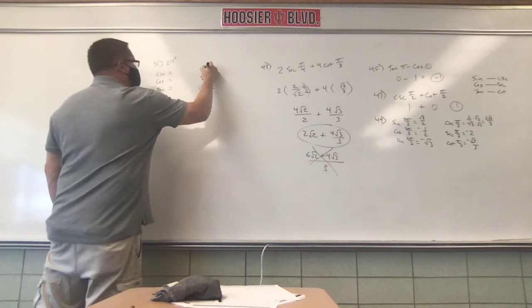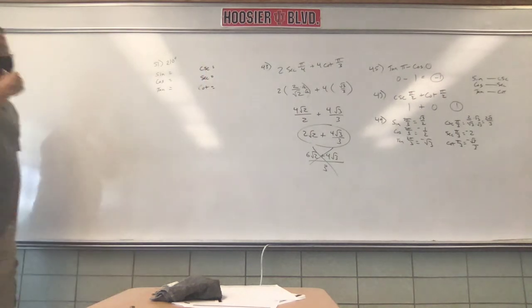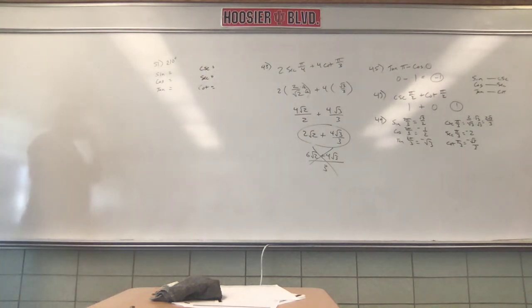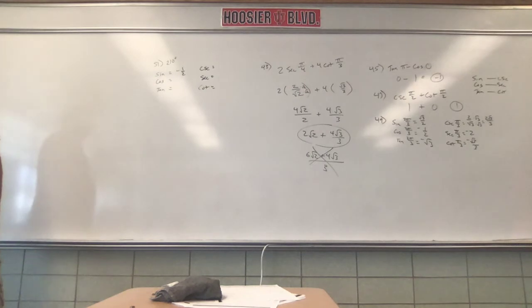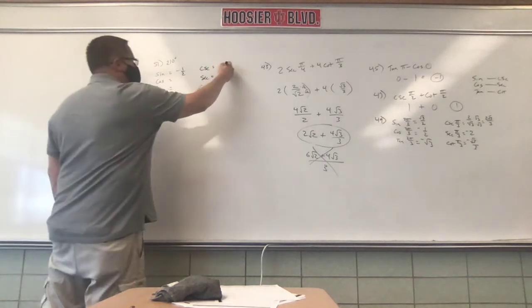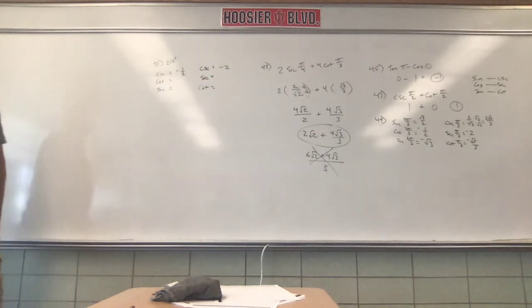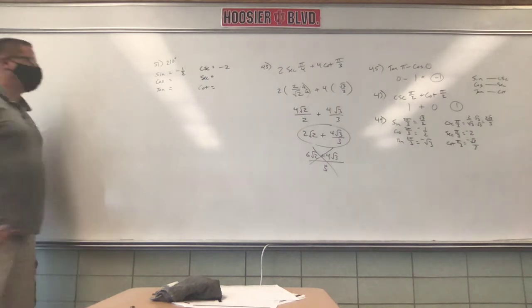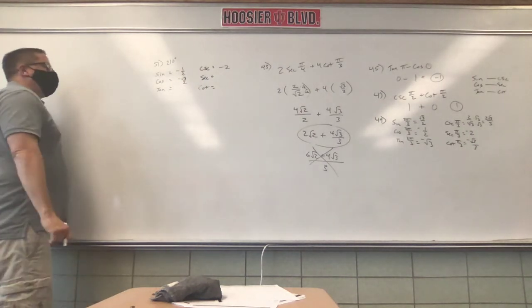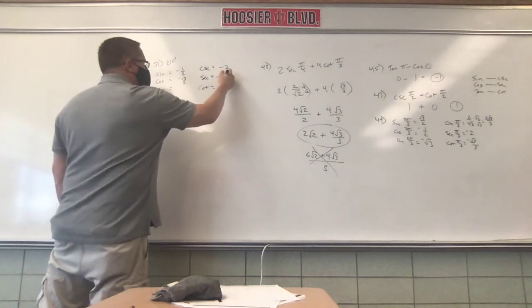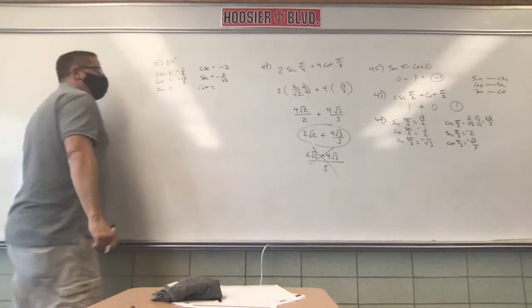Secant, cosecant. Okay, so at 210 degrees, the sine, what is that? Is that negative half? Yeah. Negative half? So what's cosecant? Negative 2 over 1, which is negative 2. Okay. Cosine, was that negative radical 3 over 2? Okay. Secant would be negative 2 over radical 3.